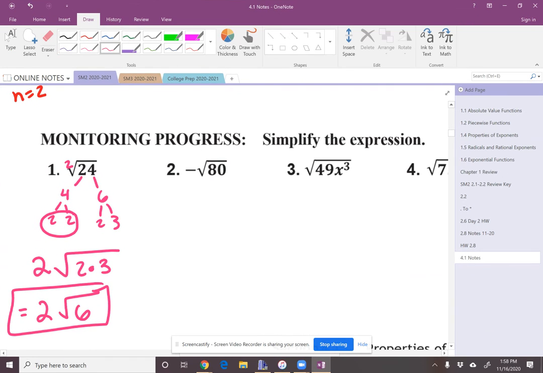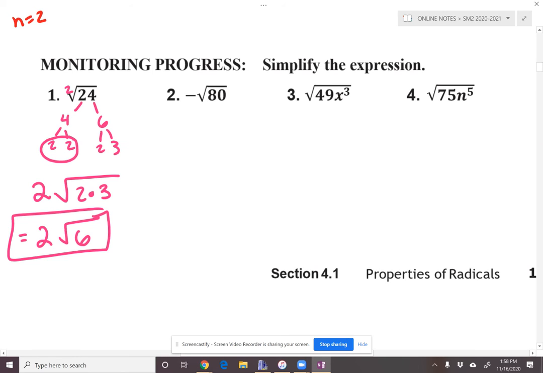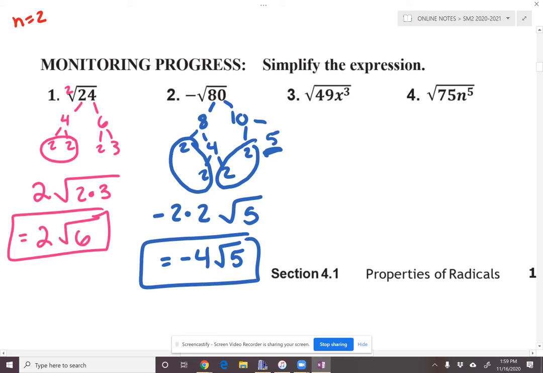Okay, number 2. The process is the same. There's a negative sign out front, but that doesn't matter. Whatever we take out is going to be negative. So 80 is 8 and 10, and 8 is 2 times 4, and 4 is 2 times 2, and 10 is 2 times 5. Square root, so I'm looking for buddies. I bring out a 2 and a 2, and this 5 is left inside, and then there's the negative that I start with. So this is negative 4 square root of 5. Whatever is out front, we just multiply to what we take out.